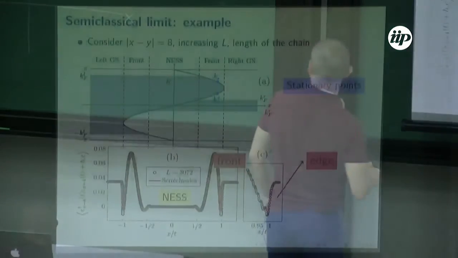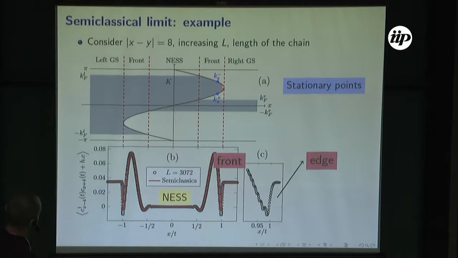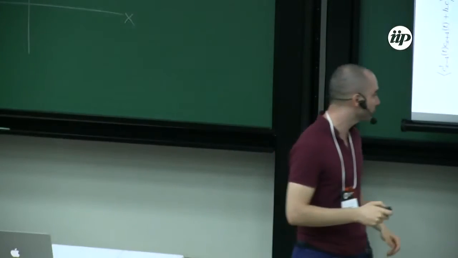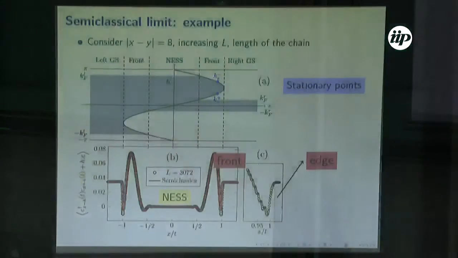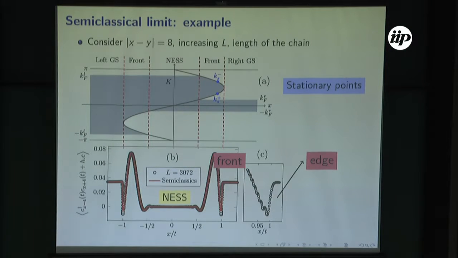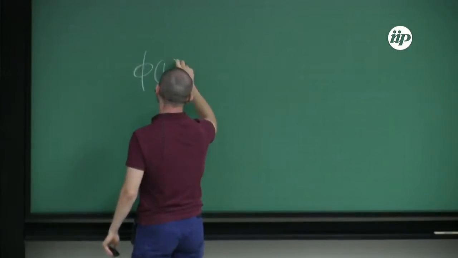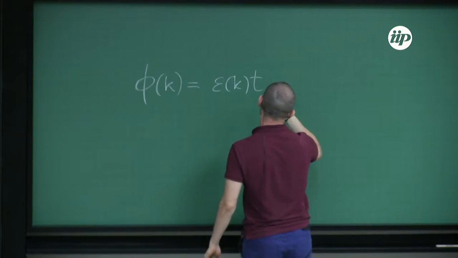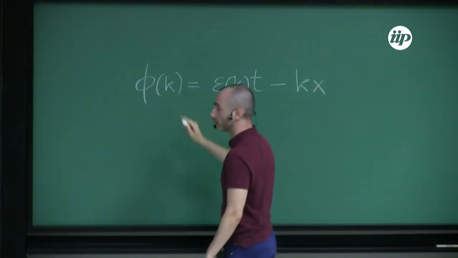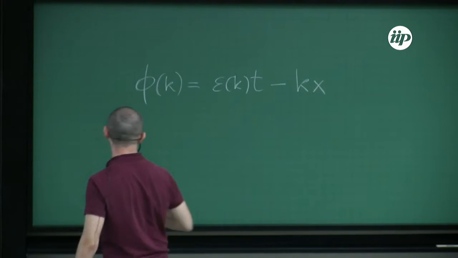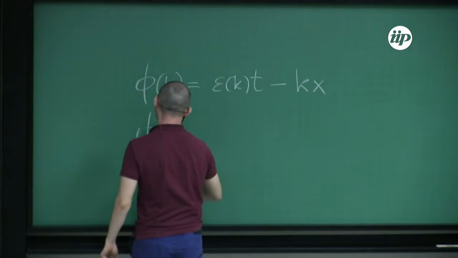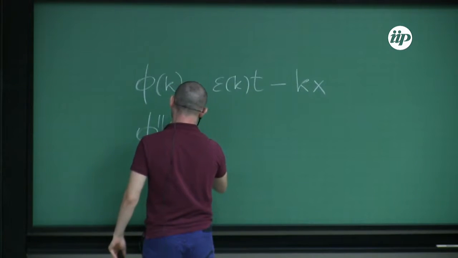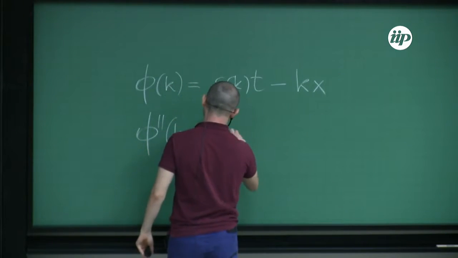So here, the stationary points collapse. You see, k_s minus and k_s plus are collapsing. And what is also interesting is that the second derivative of the phase is zero. So the phase is equal to epsilon of k times t minus plus kx. So at this special point, which happens to be pi over 2, phi second derivative of k_s, which is pi over 2, is 0.